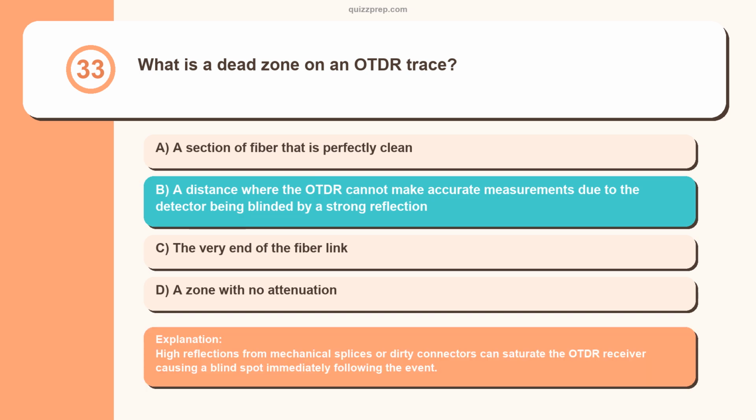High reflections from mechanical splices or dirty connectors can saturate the OTDR receiver, causing a blind spot immediately following the event.